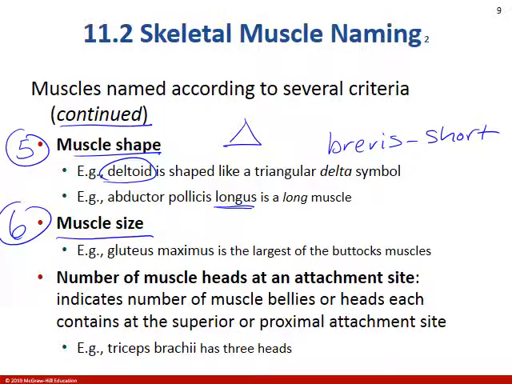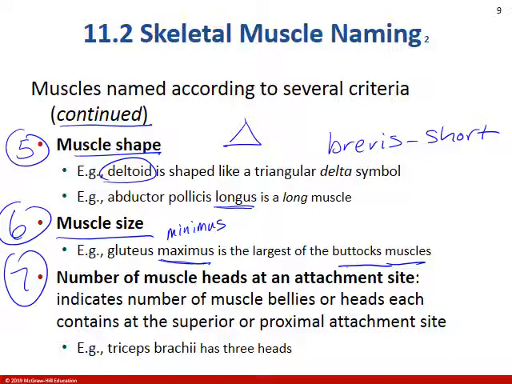Next, we name them sometimes after muscle size. So we have a gluteus maximus. That's one of the largest muscles of the buttocks or backside. There's also a gluteus minimus. It's probably the smallest gluteal muscle, right?